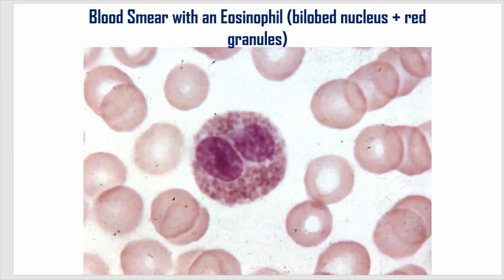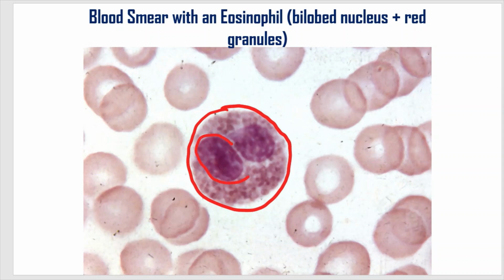Now let's look at the eosinophil. So the eosinophil is this cell here. The eosinophil is bilobed. The nucleus has got 2 lobes. This is lobe number 1 here, and then this is lobe number 2. The eosinophil has got granules. This is a granule, this is a granule here, this is a granule, this is a granule. These granules stain red or orange, meaning that they are acidophilic.